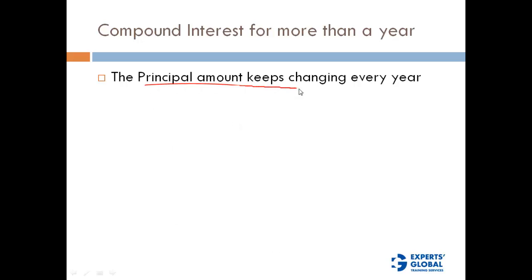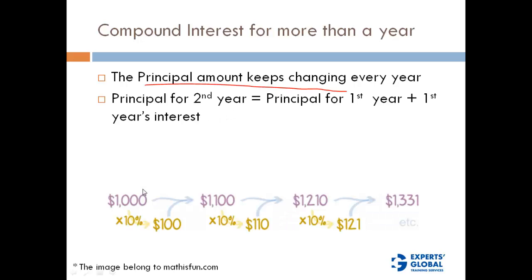The principal amount will keep changing every year, right? So let's say the principal for the second year is going to be the principal for the first year plus the first year's interest. So let's look at this. Let's say $1,000 Sue borrows at 10%. This is going to be the interest. At the end of her first year, she pays back $1,100 to the bank. This much is fairly simple. The bank now takes this as the principal for the second year, on top of which the second year interest will be 10%, which is 110.